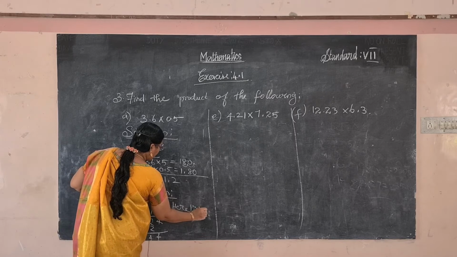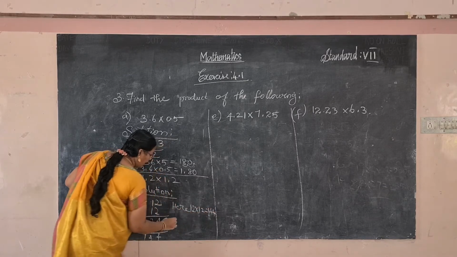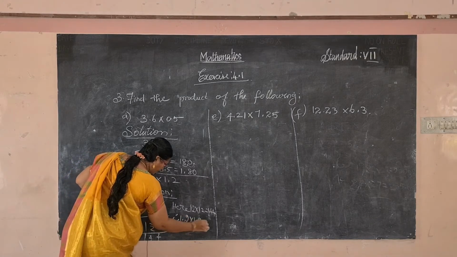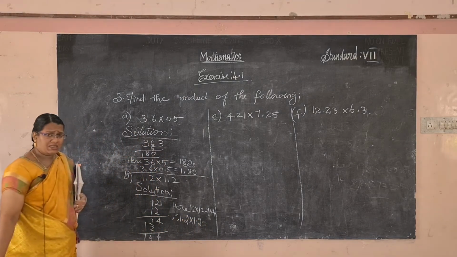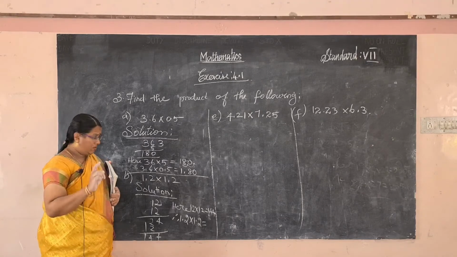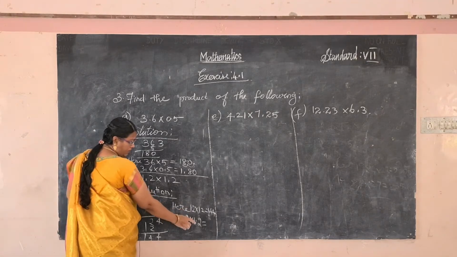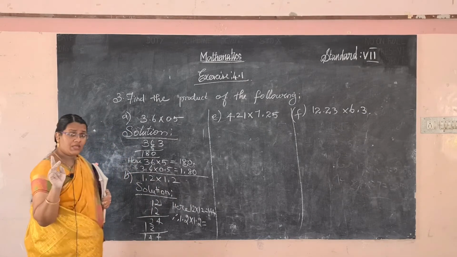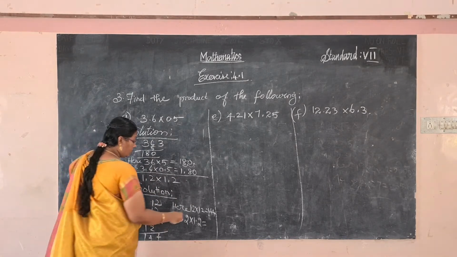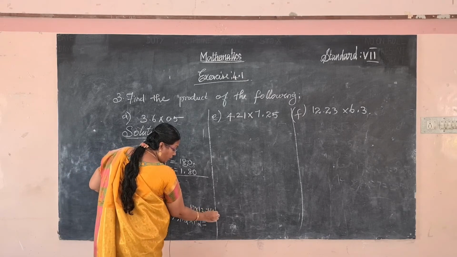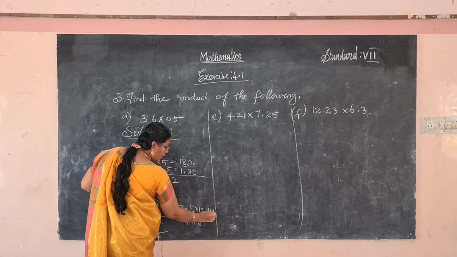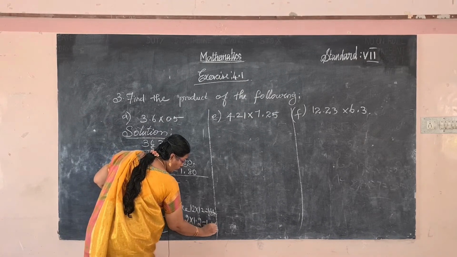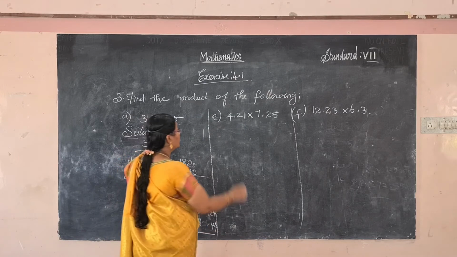12 into 12 is equal to 144. We need 1.2 into 1.2. So how many decimal places after the decimal point? From the first number 1, from the second number 1. So the total number of decimal places is 2. So shift the decimal point from the right side by 2 places. So 1.44. Okay. Now see the next one.